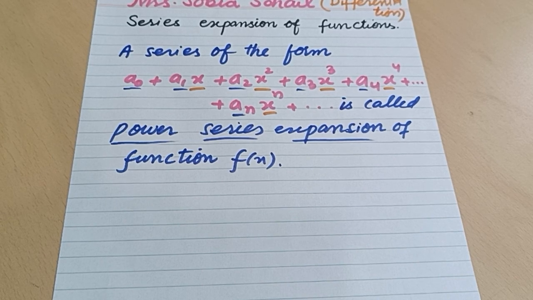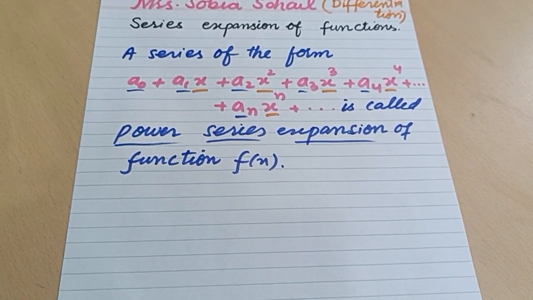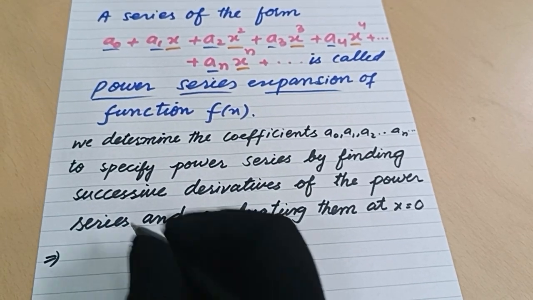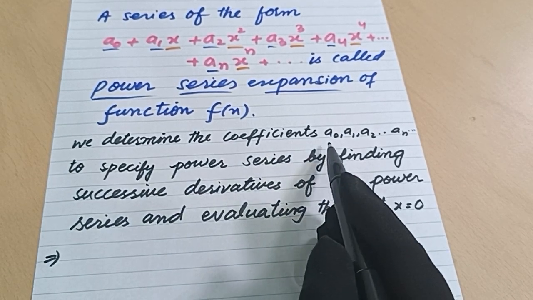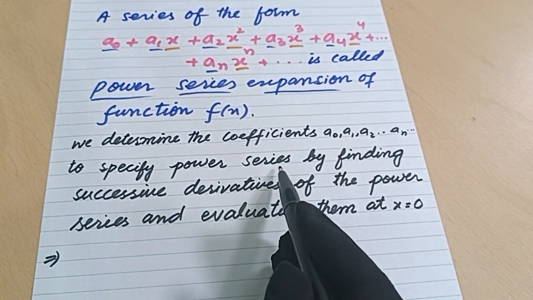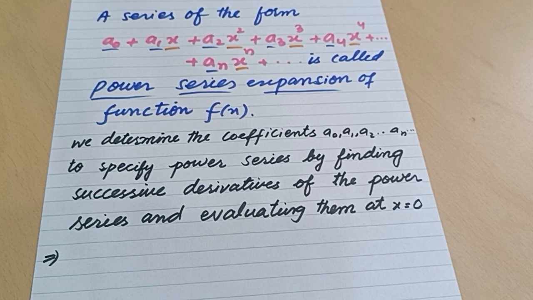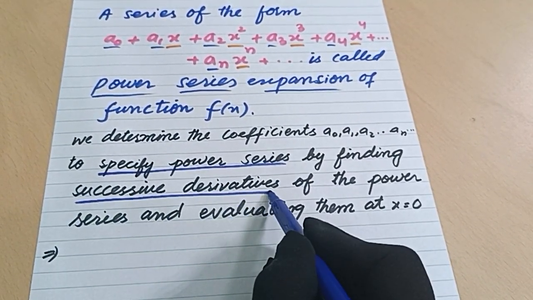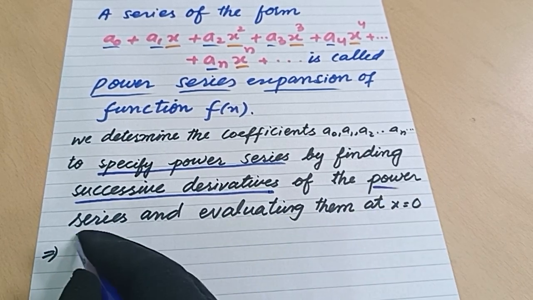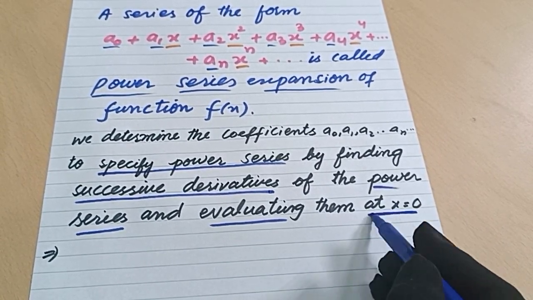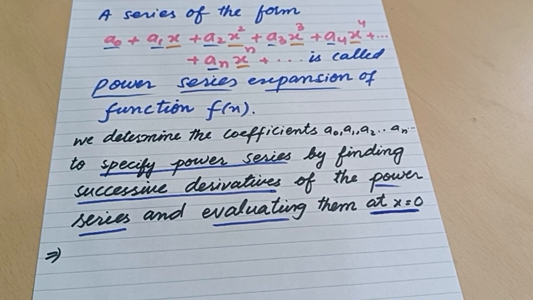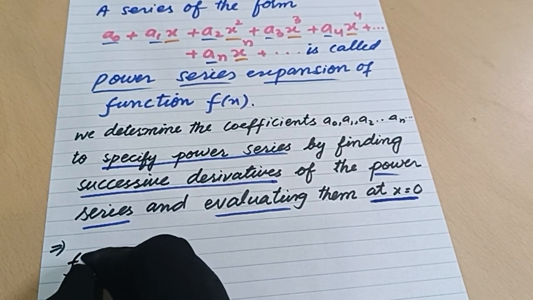Let me write that statement also for your convenience so you can better understand. We determine all these coefficients to specify the power series by finding the successive derivatives of this power series and evaluating them at x equals 0. This is the same statement which I spoke before, and then I write that one. So let's start with that.